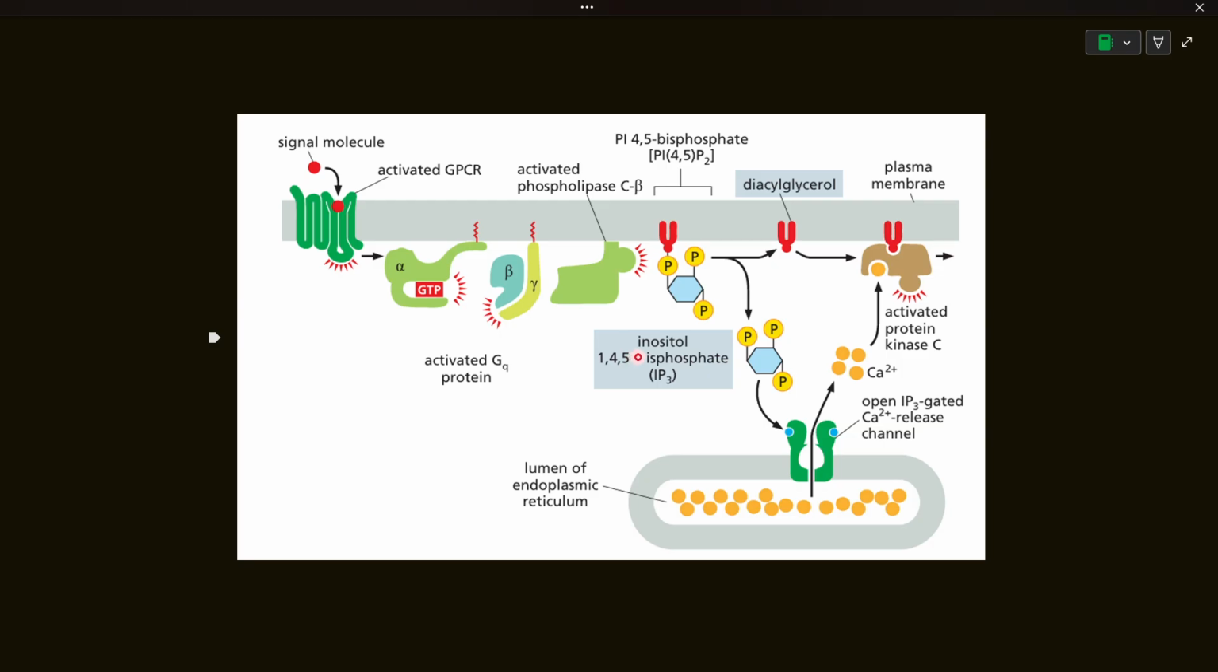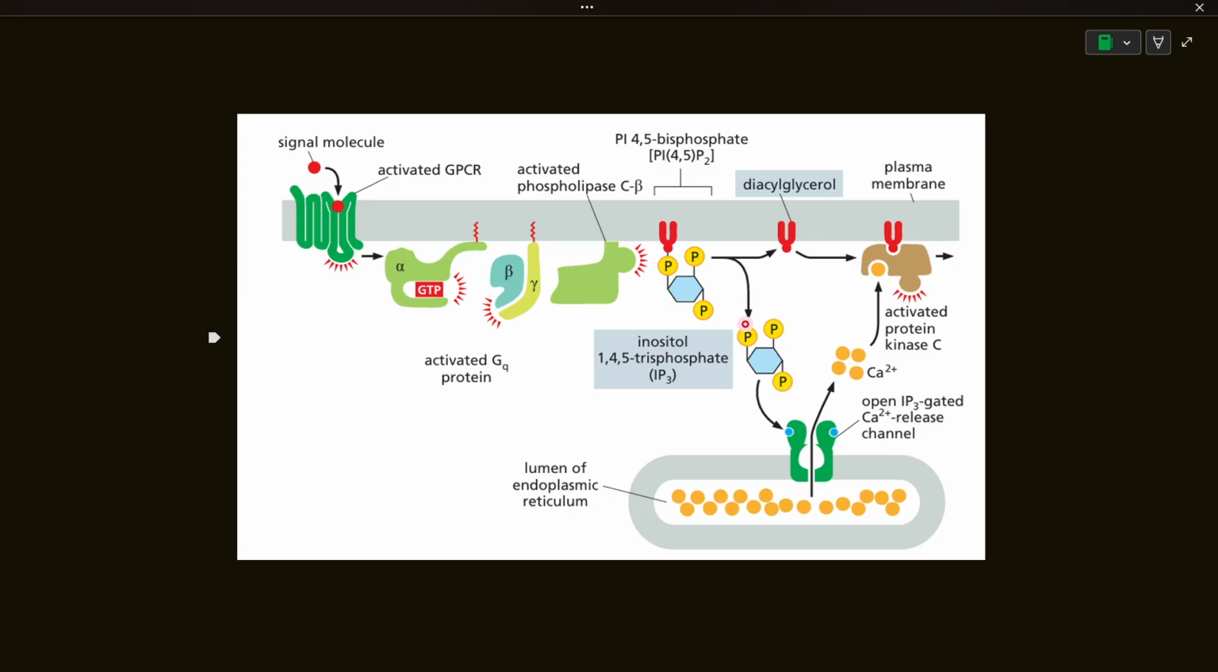The phospholipid it works on is PIP2, phosphatidylinositol 4,5-bisphosphate, right? So this is PIP2, which is situated on the plasma membrane. Here you can see it has some hydrophobic part and some hydrophilic part. This PIP2 will be hydrolyzed by phospholipase C beta into two parts: the diacylglycerol, which is lipid soluble and will stay in the plasma membrane, and the IP3, the inositol 1,4,5-trisphosphate.